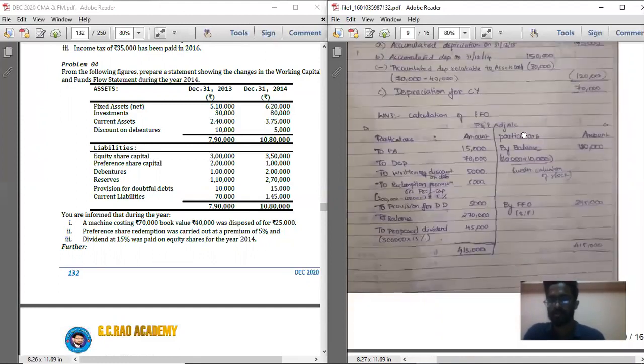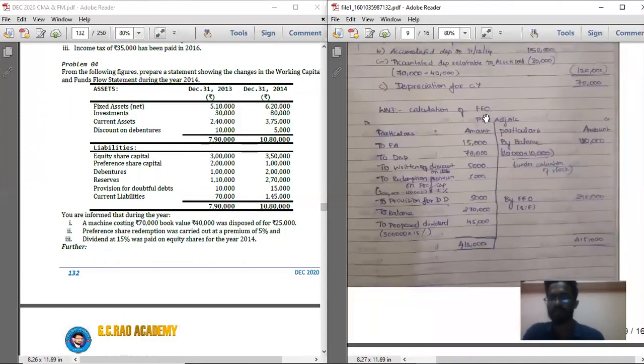Next is, see this, calculation of funds from operation, P&L adjustment account, opening balance, closing balance. Then this is the fund flow statement. Then the funds from operation is 2,95,000, 2,95,000. So just pause the video and start solving the answer. Then check the answers.